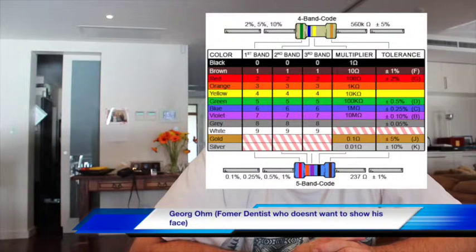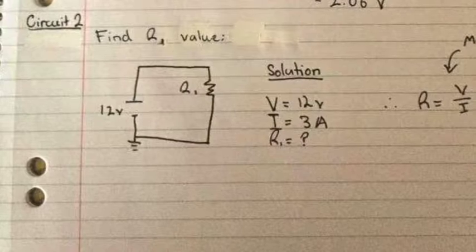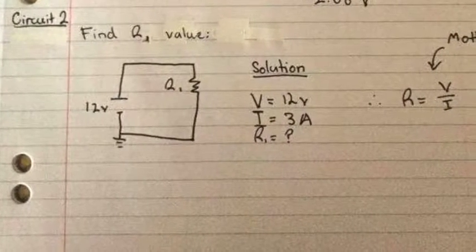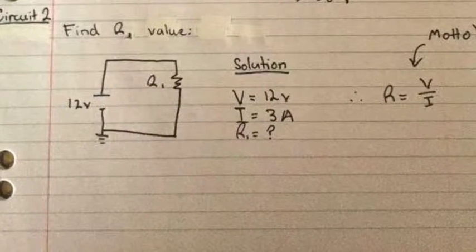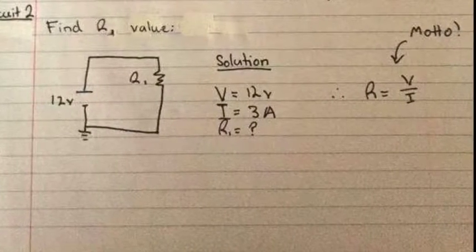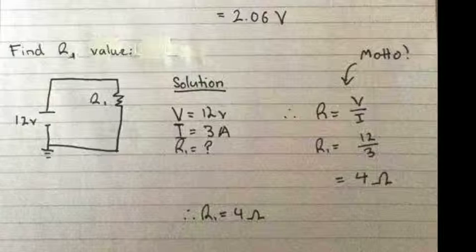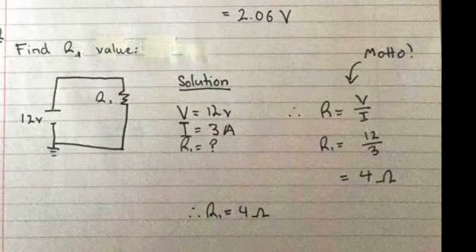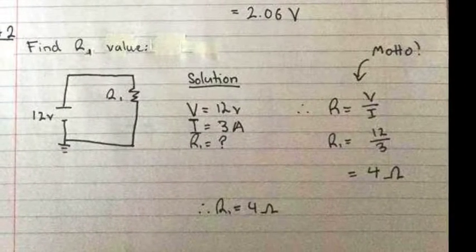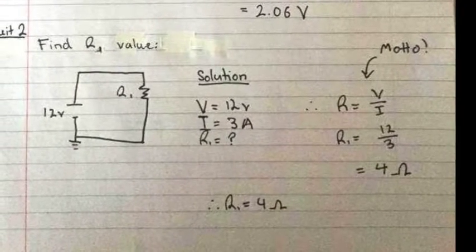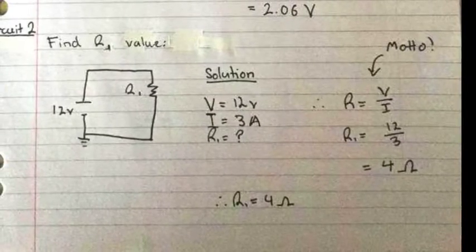The second circuit shows how one can find a resistance value using Ohm's law. To find a resistance value, you simply rearrange Ohm's law. This is rearranged to R equals V over I. You then sub the voltage and current values into the equation, resulting in the resistor's exact value.